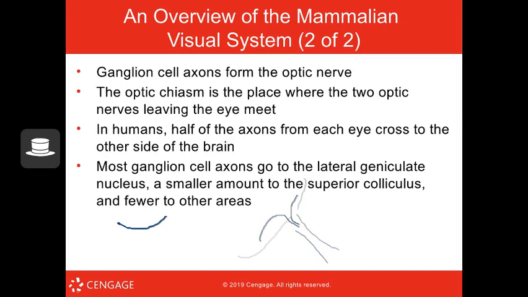So here's your left eye. One half goes to the left brain. The other half goes to the right brain. Most ganglion cell axons go to the lateral geniculate nucleus. A smaller amount go to the superior colliculus, and they also go to a few other areas.